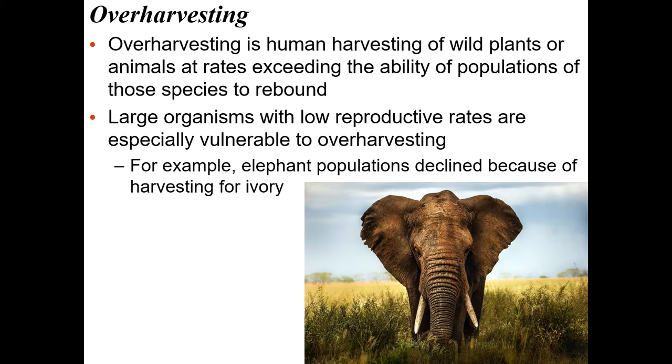Okay, another example of decreasing biodiversity is overharvesting. Humans can overharvest wild plants or animals, and if the overharvesting happens at such a rate that the natural reproduction rate is lower, then those species sometimes will die out. Organisms that are at particular risk for this are organisms that have low reproductive rates. For example, elephants: as a result of overharvesting or killing off elephants for their ivory, elephant populations decreased.